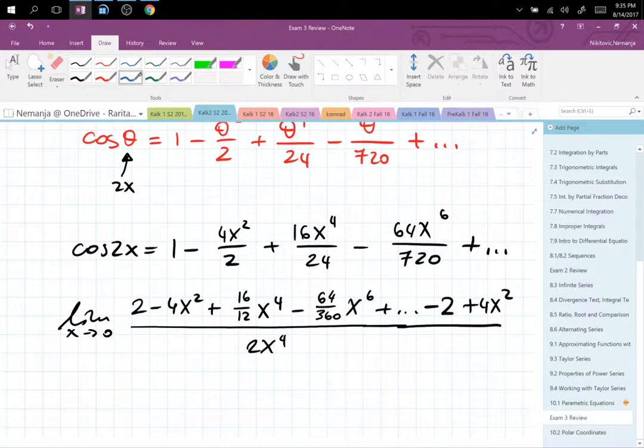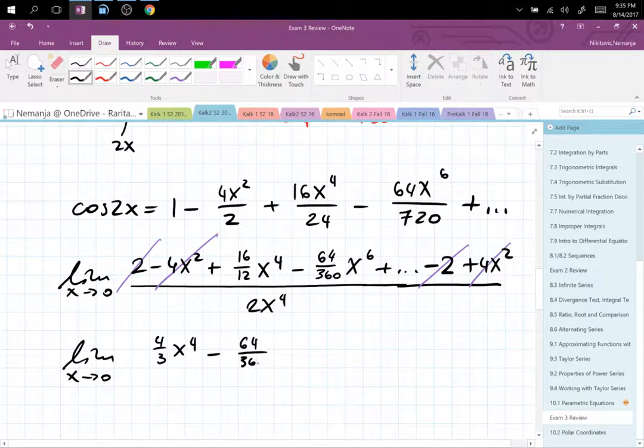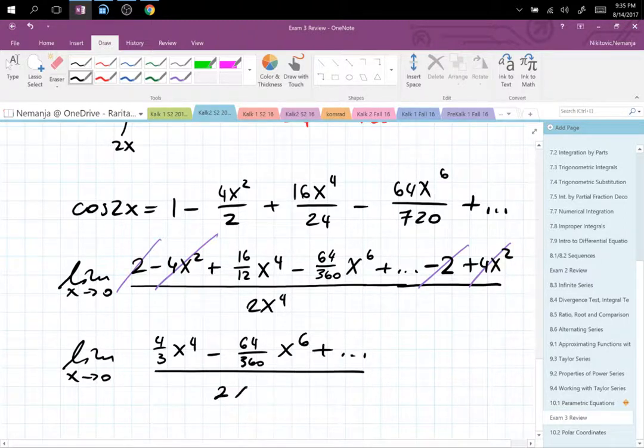So now we see that positive 2 and negative 2 die. Negative 4x squared, positive 4x squared die. And we have the next line, limit as x goes to 0. 16 over 12, that's 4/3, x to the 4 minus, and now I don't care about the rest actually. You'll see why. Divided by 2x to the 4th.